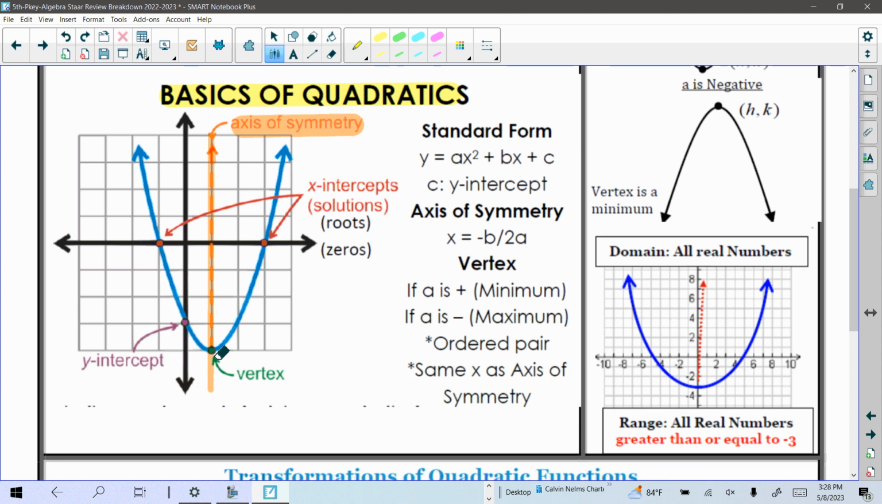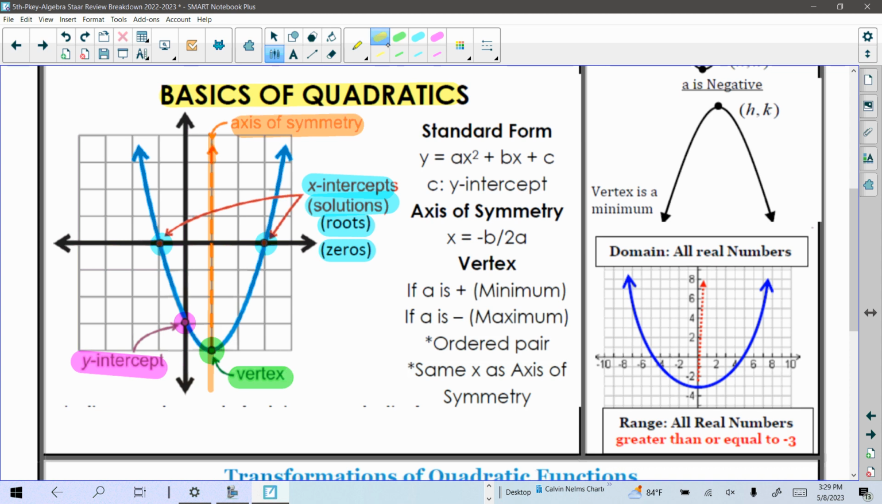We expect you to also know these intersection points right here are your x-intercepts, which are also known as your solutions, your roots, or your zeros. We also have this point here, your y-intercept, and that hasn't changed whether it's linear or quadratic. And then, of course, this point, the bottom point or the top, depending on your parabola, is your vertex. So you need to know each part.